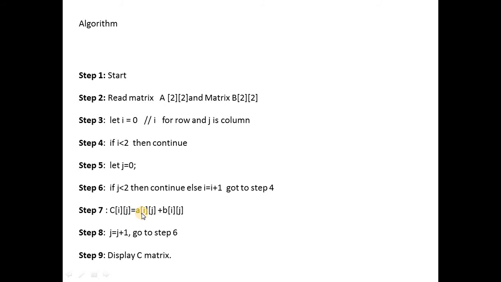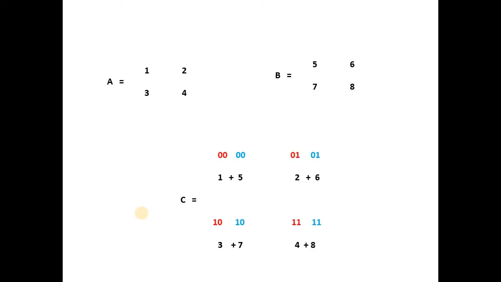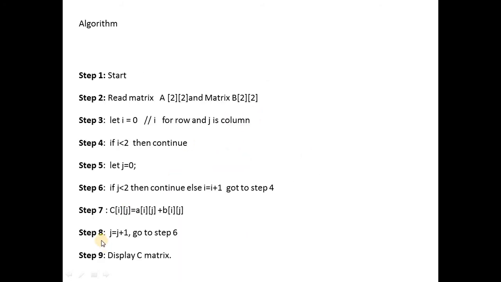So what is A of 0 0 and B of 0 0? A of 0 0 is 1, plus B of 0 0 is 5. So now you got the first element of C, that is C of 0 0. Next step is you have to increment j, that is j is equal to j plus 1. Now j was 0 before, now it becomes 1.